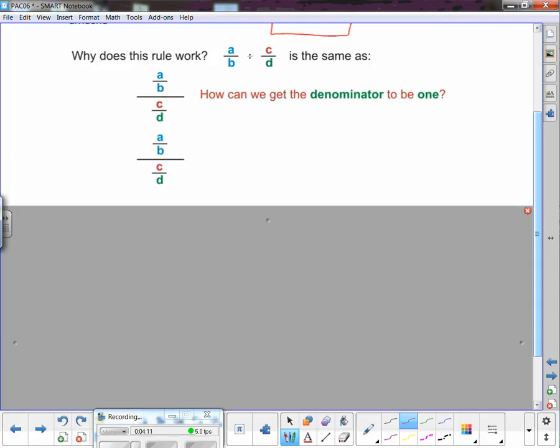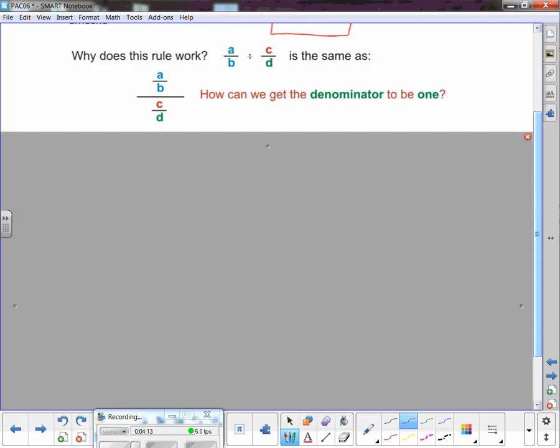Why does this rule, let me cover this up first. Why does this rule, right, have the same thing, A over B divided by C over D? Why does this rule work? How does this even come to be? All right.